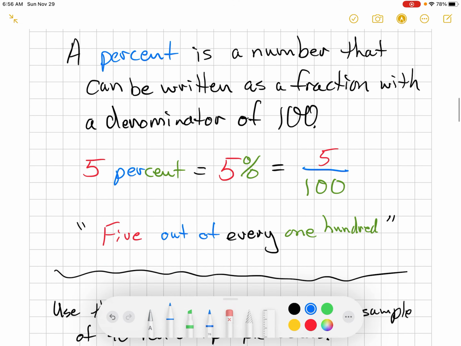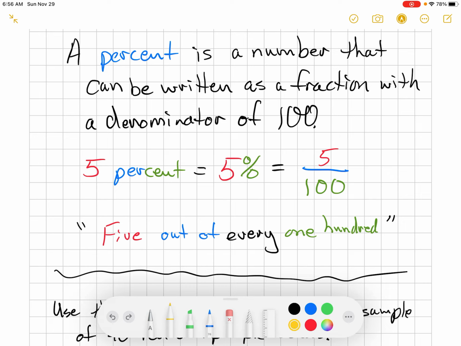Now, let's talk about percent. Percent is a number that can be written as a fraction with a denominator of 100. So 5%, I'm just looking right in the middle, 5% equals 5 out of 100. And you can see down there, you could say 5 out of every 100. Now, it's really important for us to recognize, I got these colors coordinated for a reason.